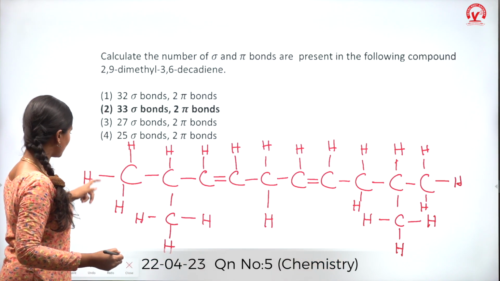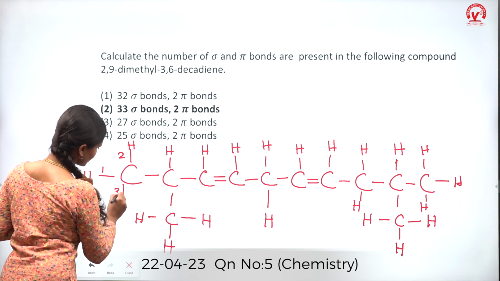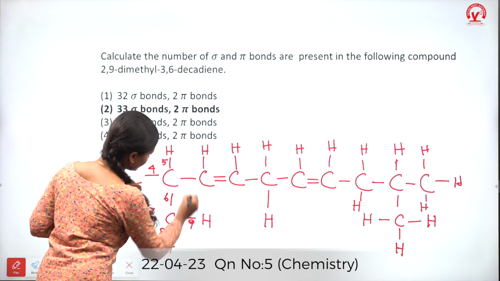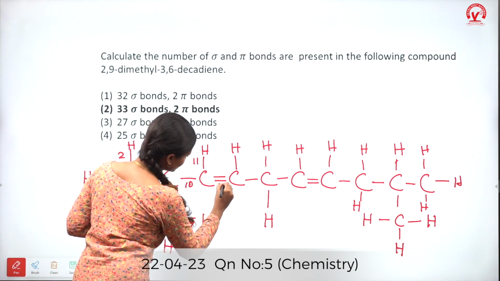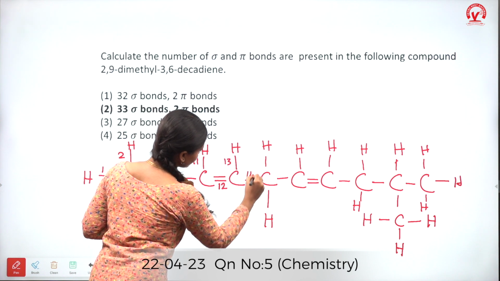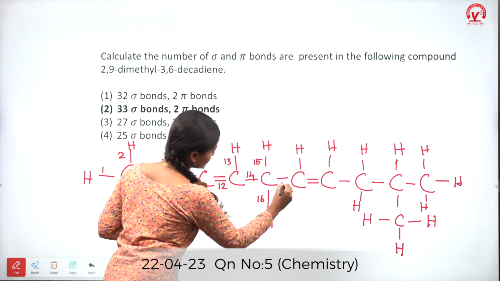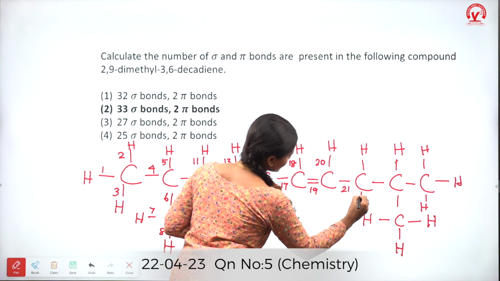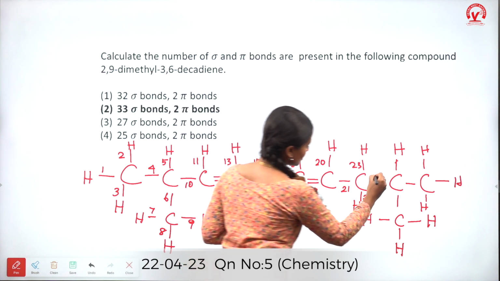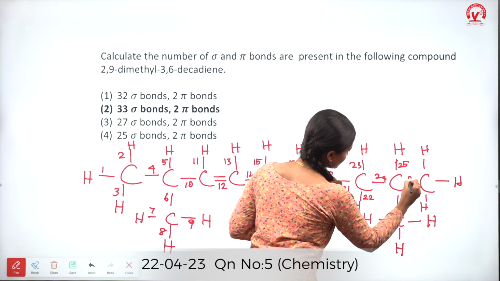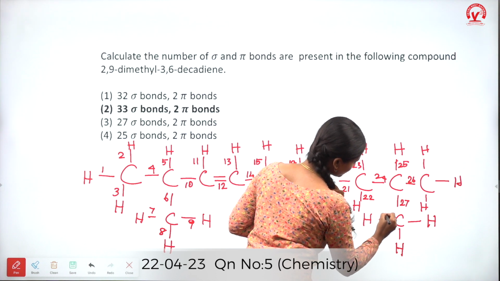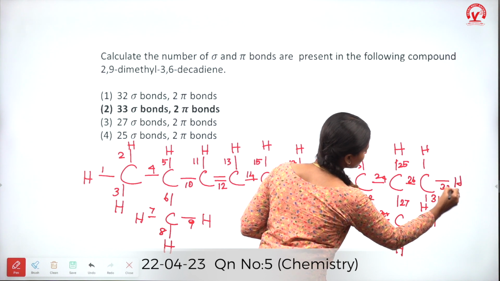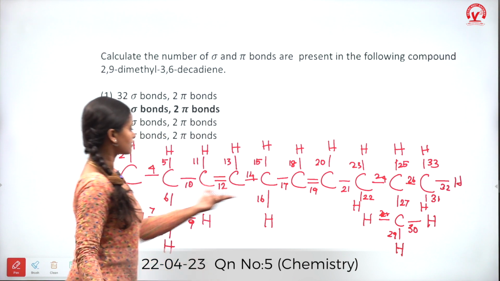Here the number of sigma bonds are 1, 2, 3, 4, 5, 6, 7, 8, 9, 10, 11, 12, 13, 14, 15, 16, 17, 18, 19, 20, 21, 22, 23, 24, 25, 26, 27, 28, 29, 30, 31, 32, 33. So the number of sigma bonds present is 33.